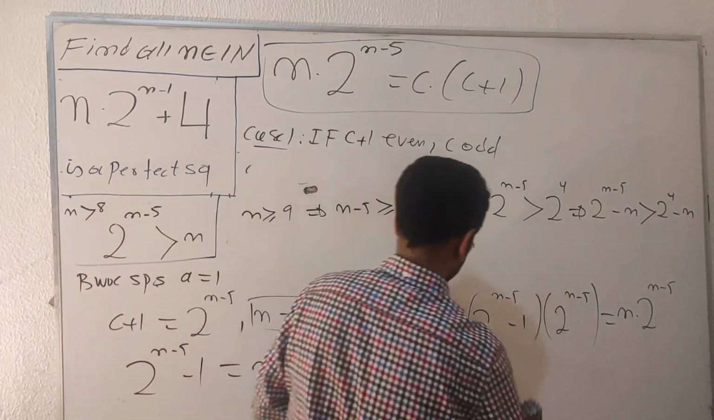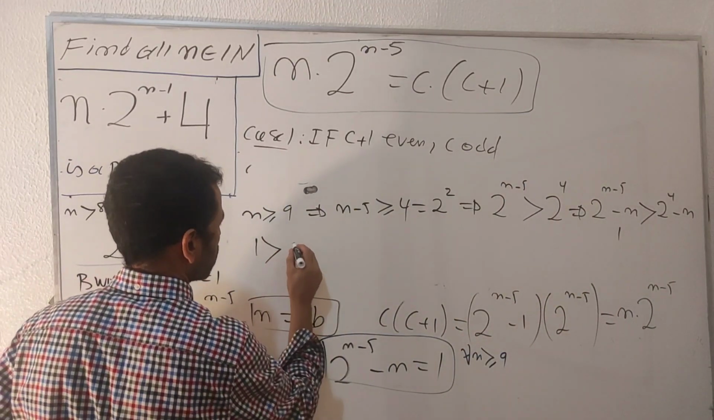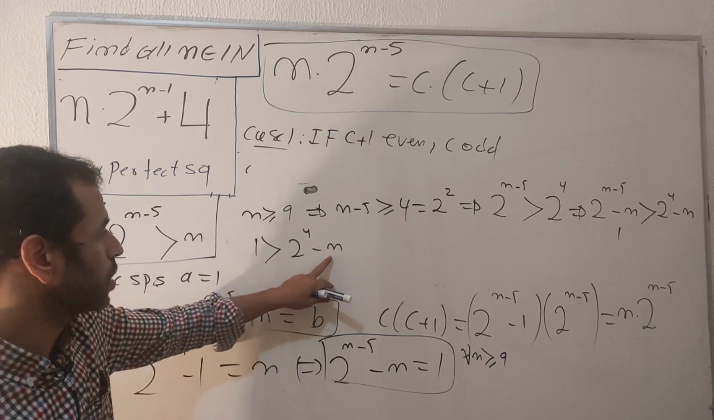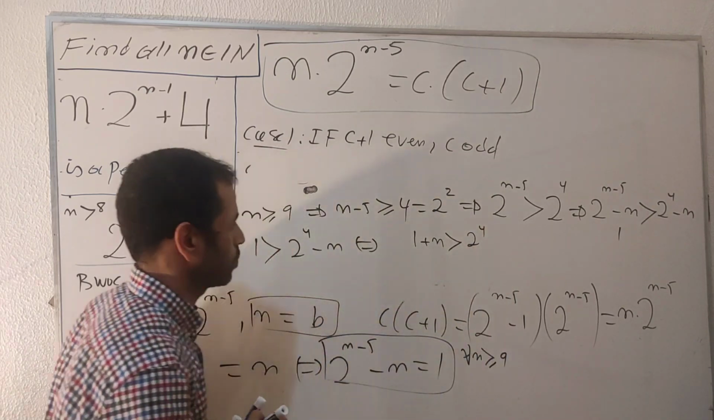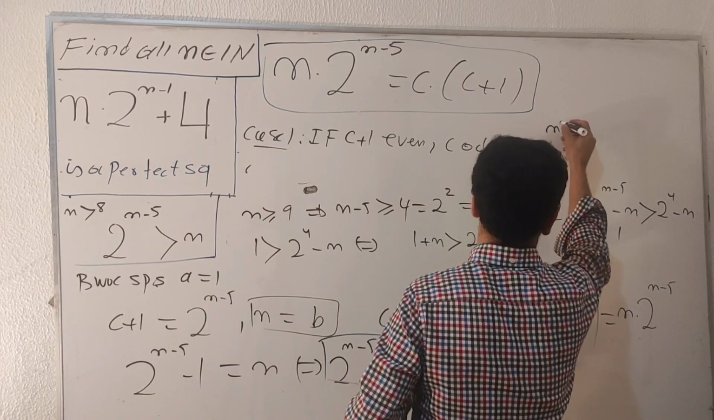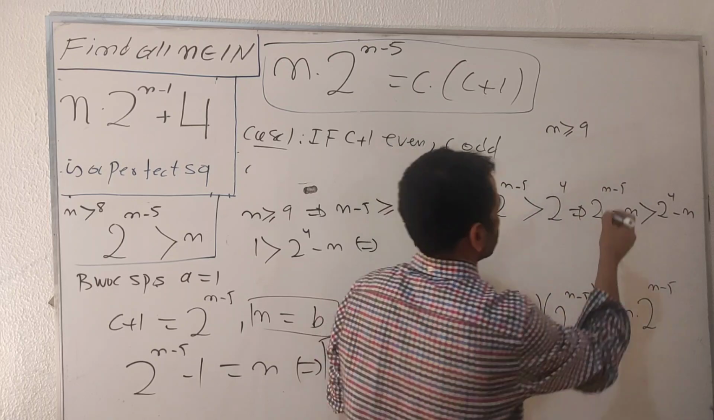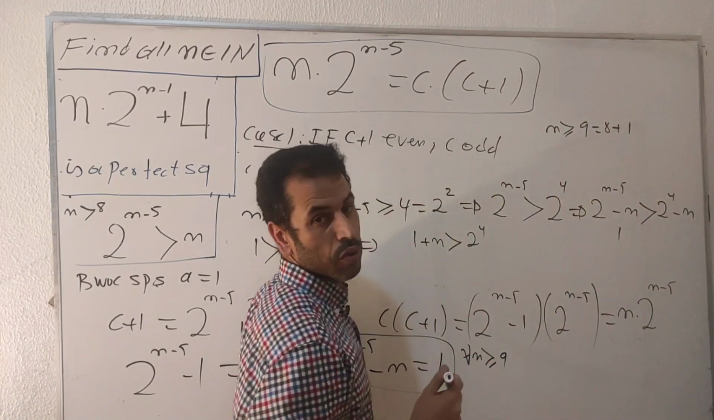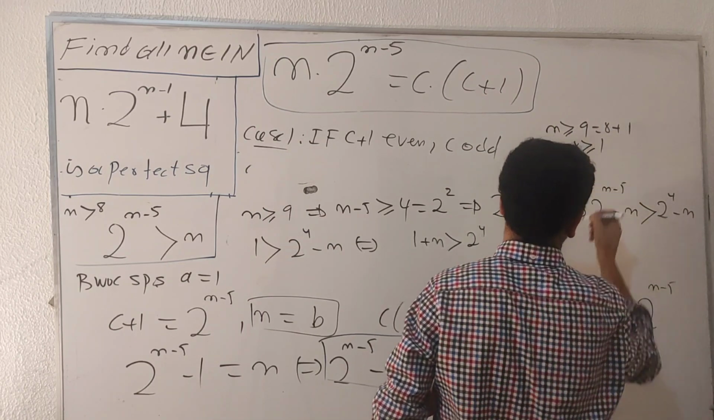We know this term equals the number 1, which means 1 is strictly superior than 2 to the 4 minus n. Let's take this n to the left, plus n strictly superior than 2 to the 4. We know, as we said before, n is superior or equal to 9. Let's split this into two terms, 8 plus the number 1, and move 8 to the left. I get n minus 8 is superior or equal to 1.